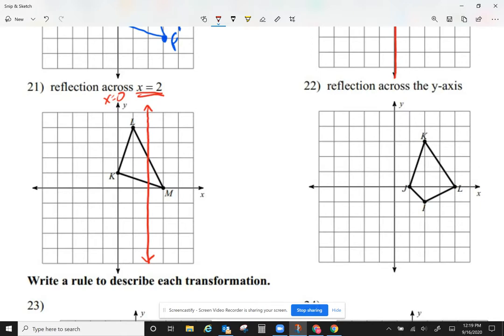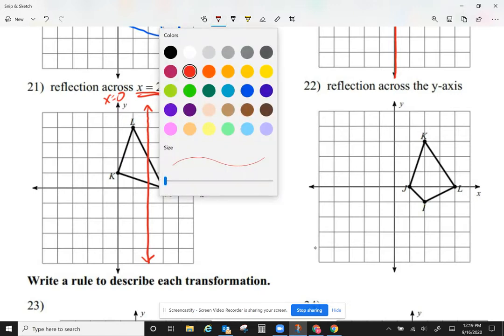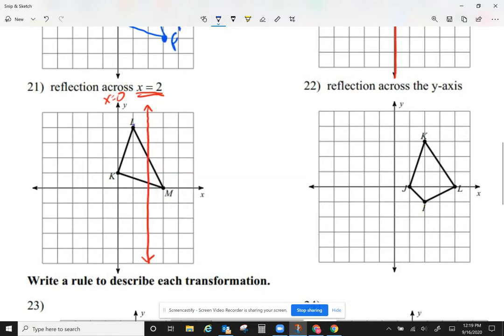Now, because my mirror line goes through my original image, I expect my 2 pictures to overlap. So whatever I'm going to graph, the reflected image is going to be overlapping with this one, just because my mirror line goes through it. So let's see. I'm going to count spaces. If I look at L, I count my spaces towards the mirror line. There's only 1 space, so my point L prime is right there.